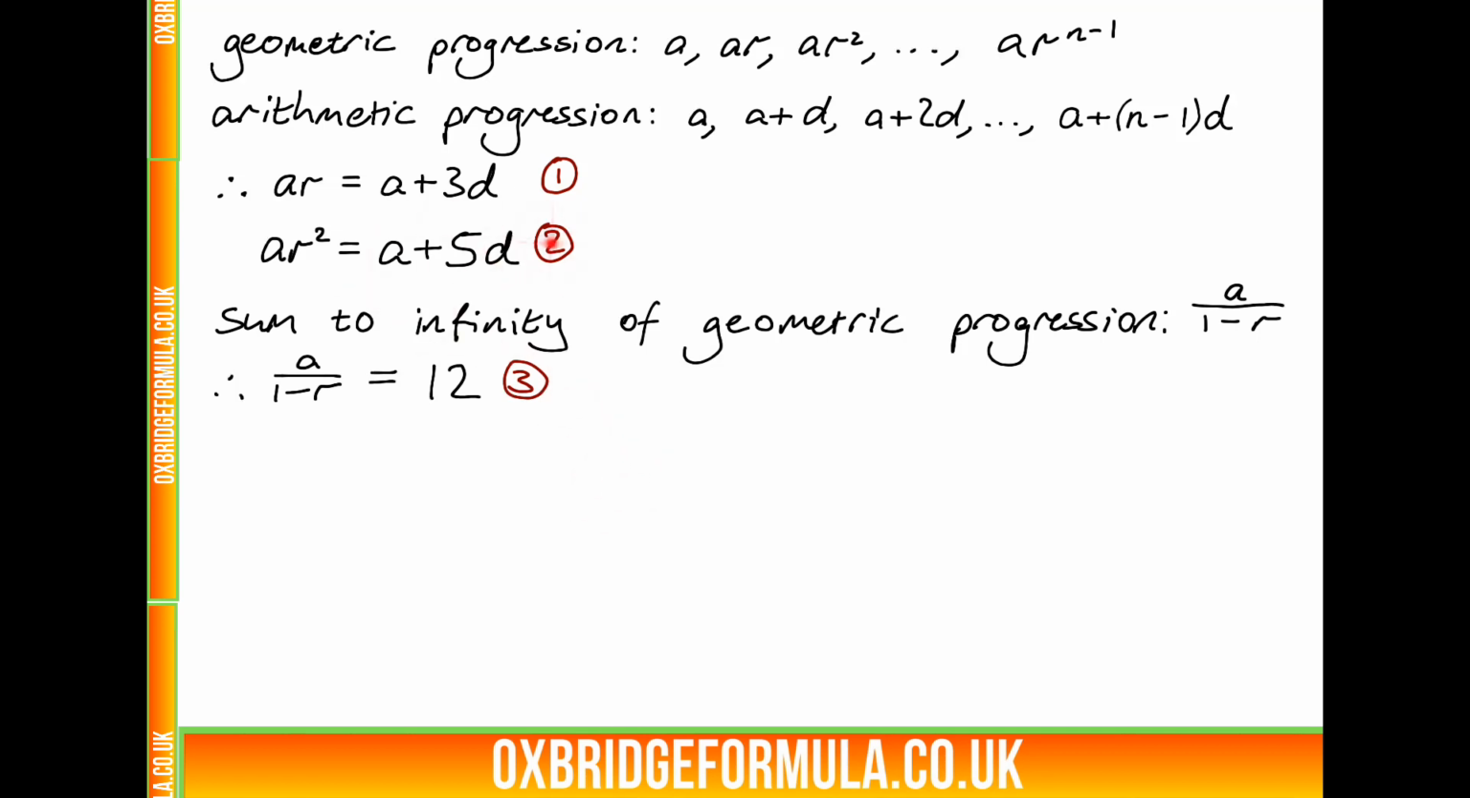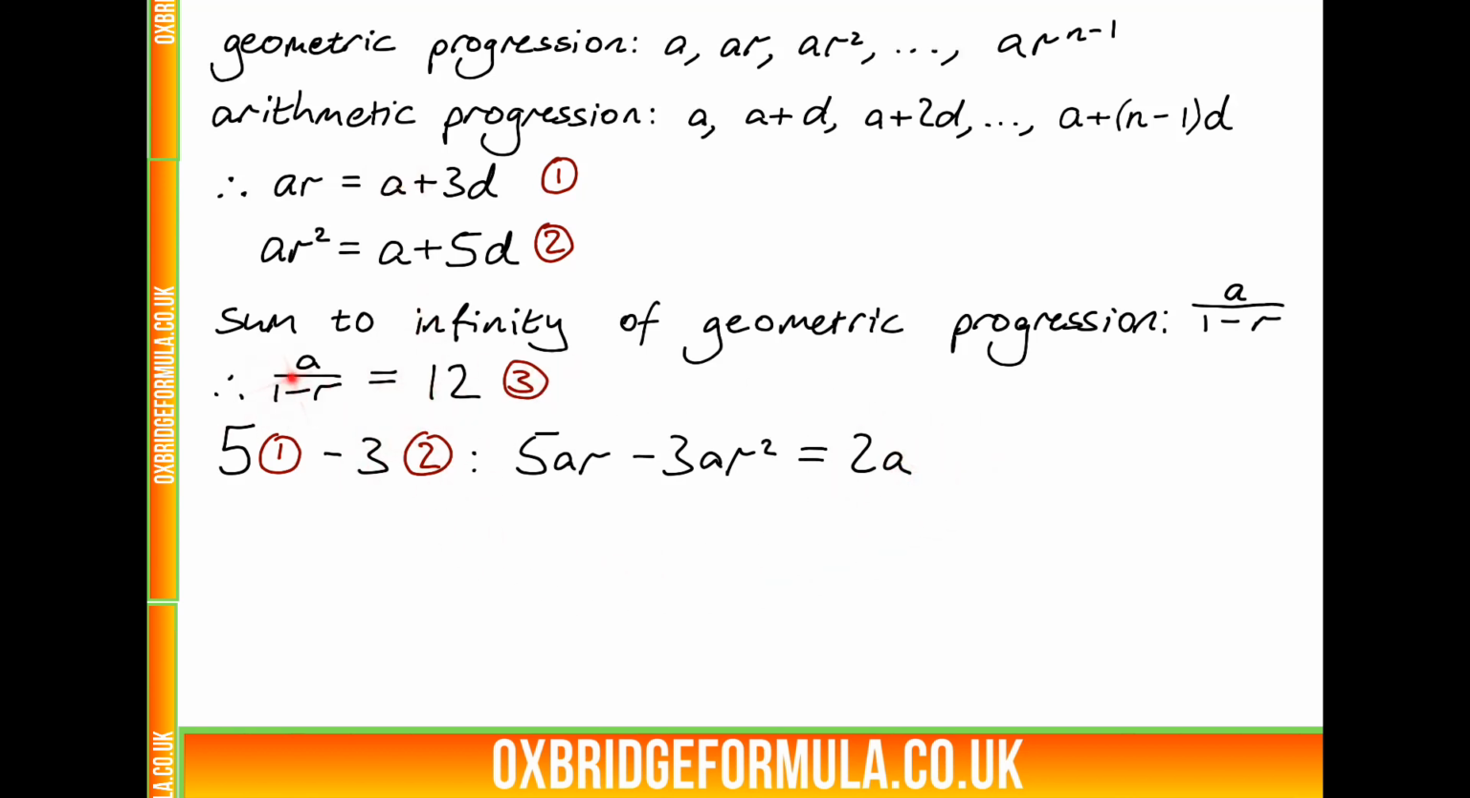So if we look at equation 2 and equation 1, we can try to eliminate the variable d if we multiply equation 2 by 3 and equation 1 by 5 and take the difference of them. Then we'll have 15d on both sides, which will cancel out, and from the other parts of the equations we're left with 5 times ar minus 3 times ar squared is equal to 5 times a minus 3 times a, so is equal to 2a.